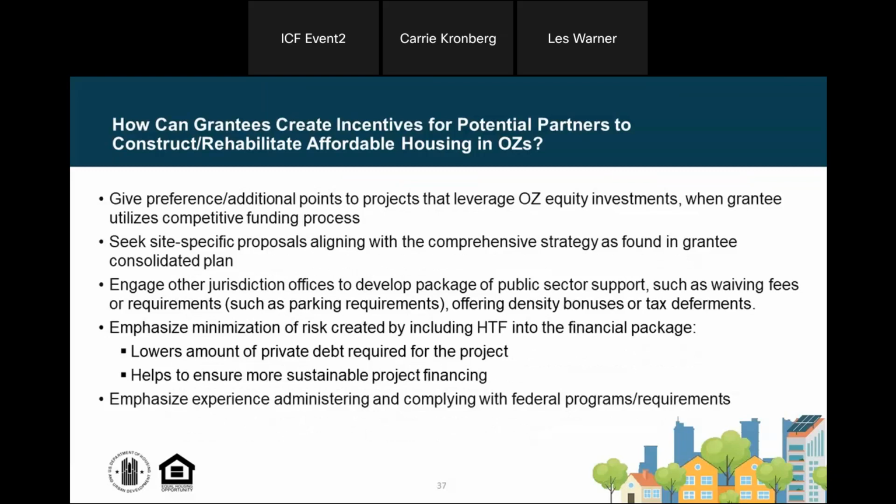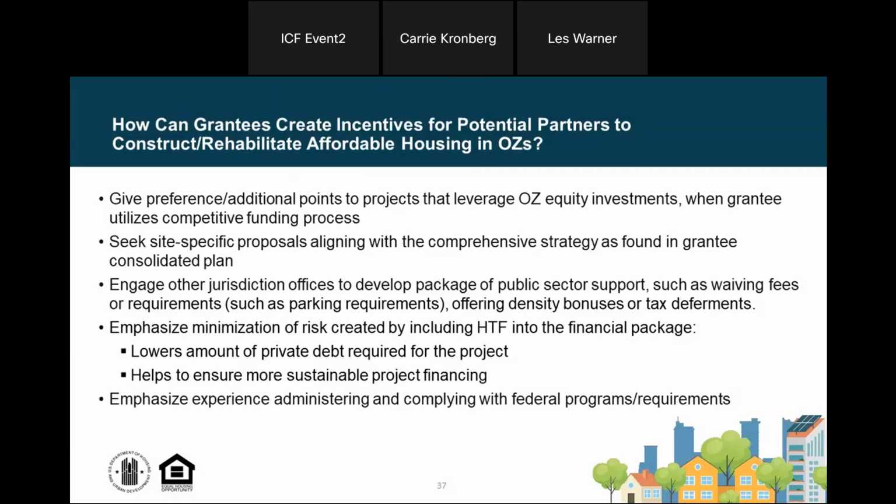Okay, so let's talk a little bit more about incentives for potential partners to develop affordable rental housing within opportunity zones. So some ideas that grantees can implement when incentivizing affordable housing in opportunity zones include using the competitive funding process to award HTF funds, and within that process, providing a preference or maybe additional points to projects that leverage opportunity zone equity investments.